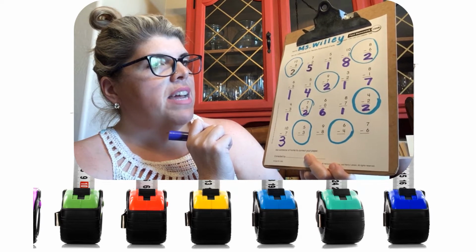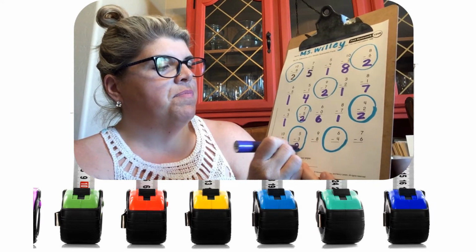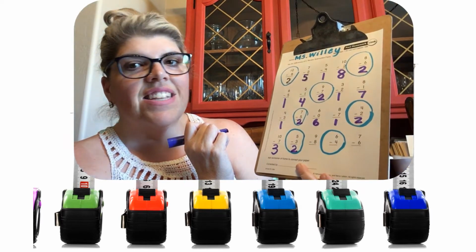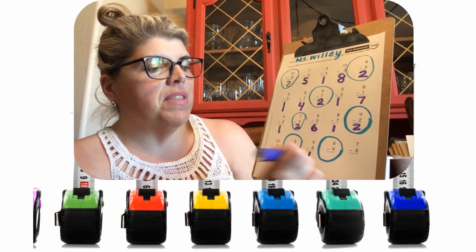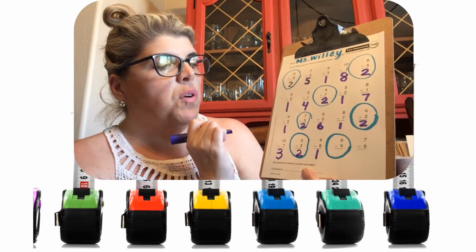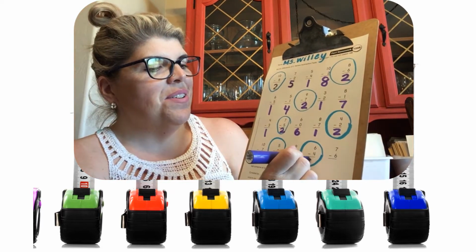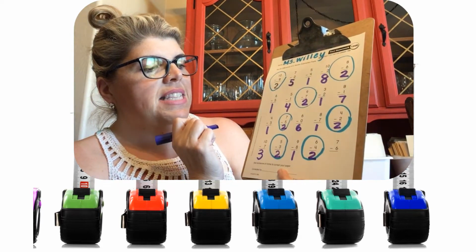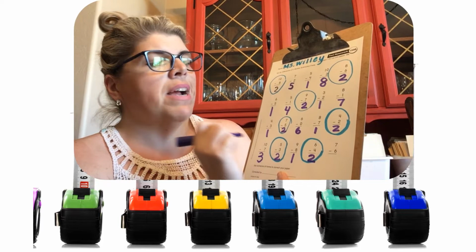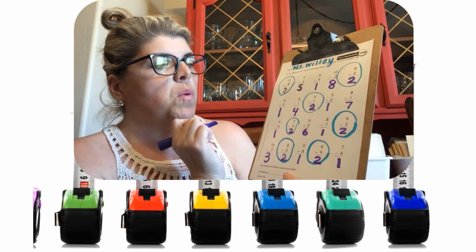5 minus 3. Oh, difference of 2. 9 minus 8. They're only 1 away on the number line, so we know the answer is 1. 6 minus 4. Difference of 2. And the last one, 7 minus 6. Right next to each other on the number line, we know the difference is 1.